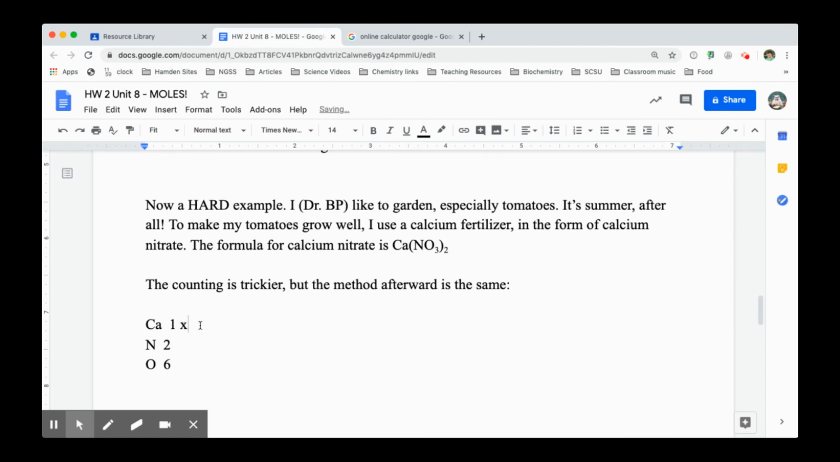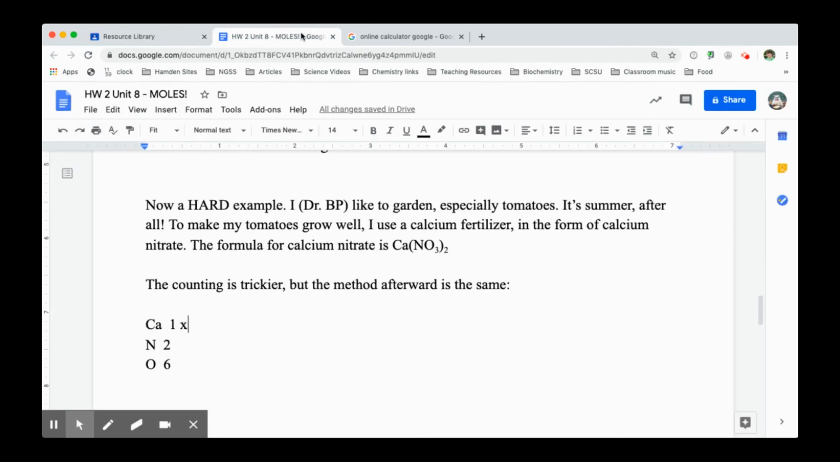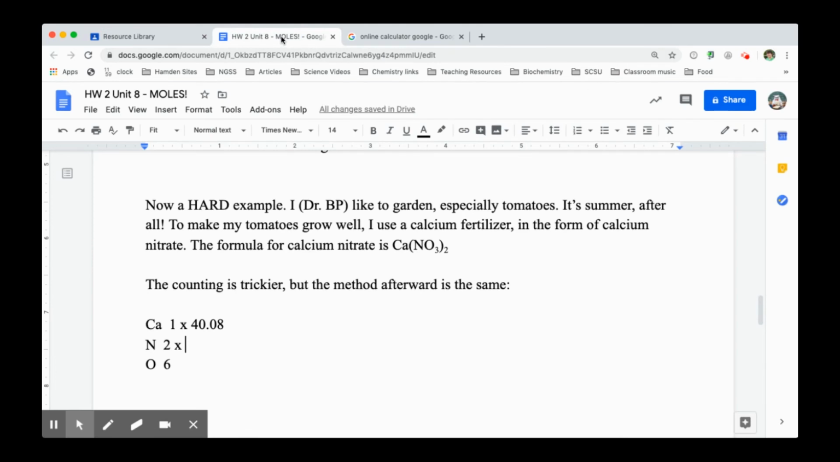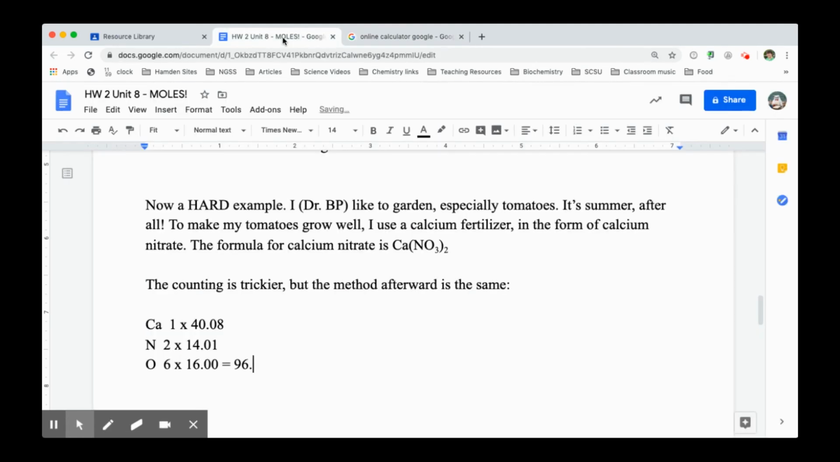That was the hard part. Now the rest is the same. Calcium is 40.08. Nitrogen is 14.01. Oxygen is 16.00. I remember that from before. Okay, now I'm going to do 6 times 16, and I get 96.0. 2 times 14.01 is 28.02, and 1 times 40.08 is 40.08.